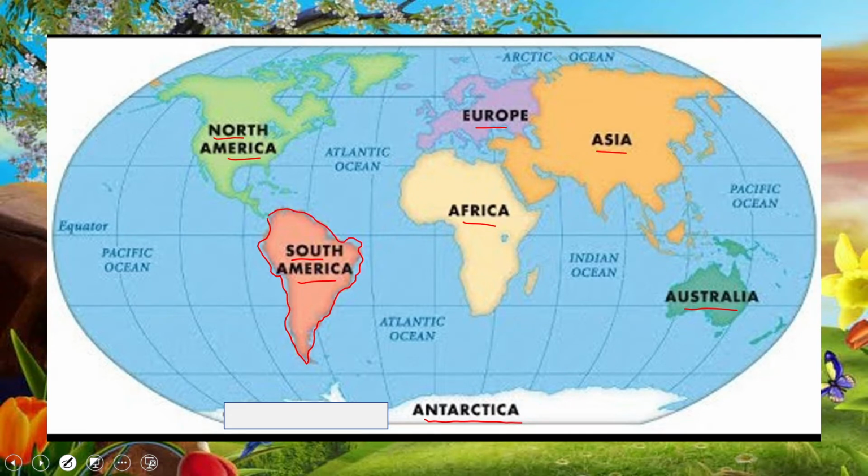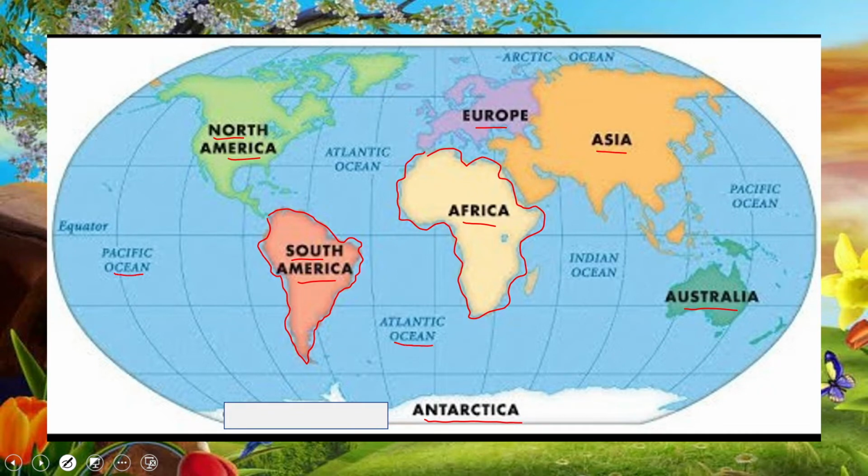Okay, this is the boundary of South America. You can see that here also Africa. So these are called boundaries, my dear students. Okay, and other remaining parts are oceans. There are different oceans also there.